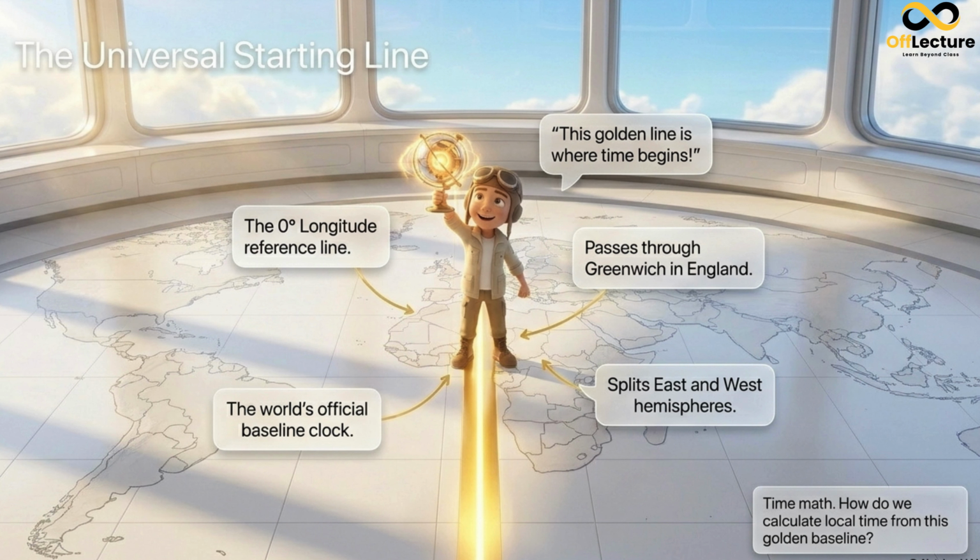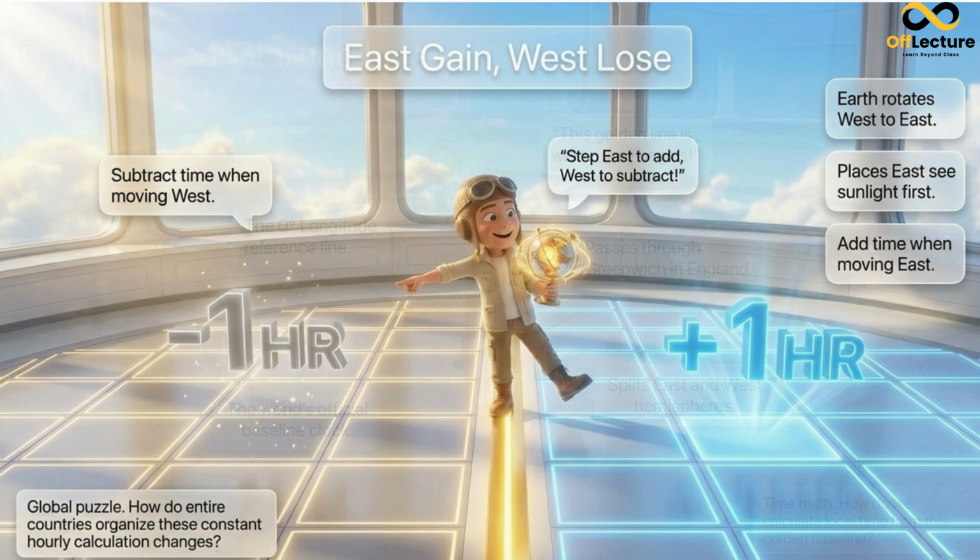The universal starting line. Every global clock needs a universal starting line. This baseline is the 0-degree longitude reference line, a global baseline where time officially begins. Passing through Greenwich in England, it splits the Earth into east and west hemispheres, helping us calculate local time across the world.